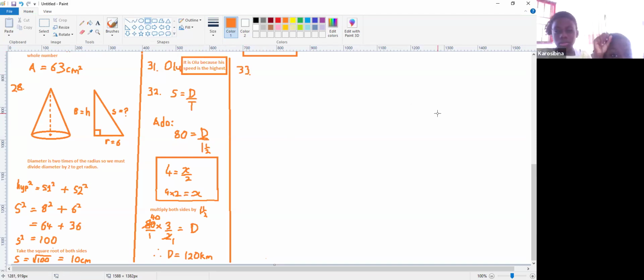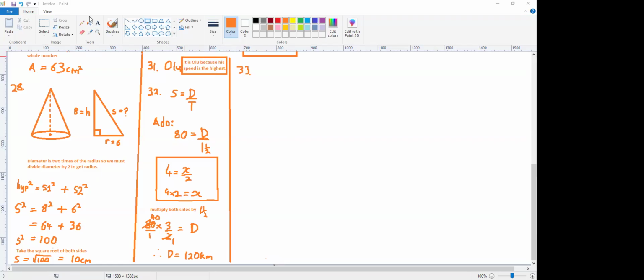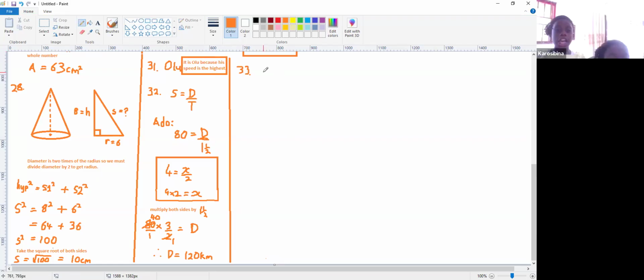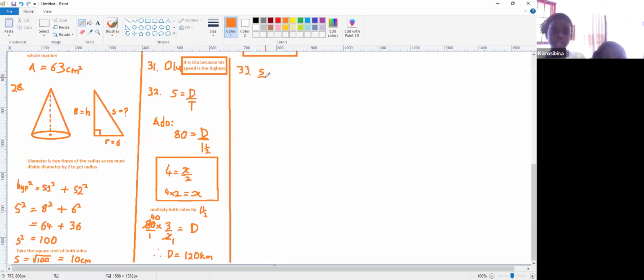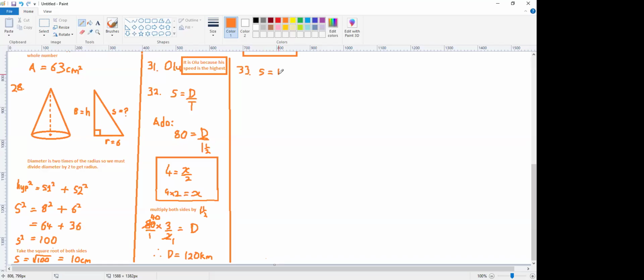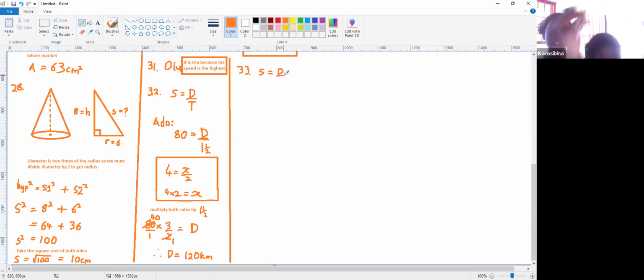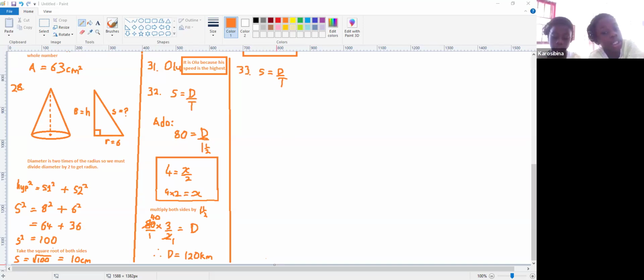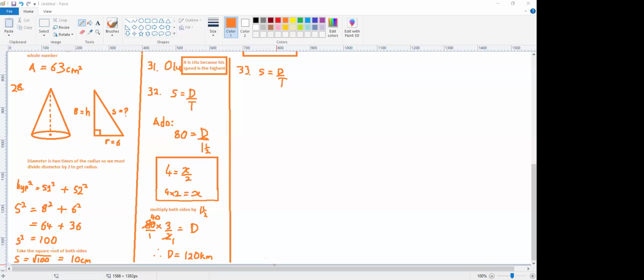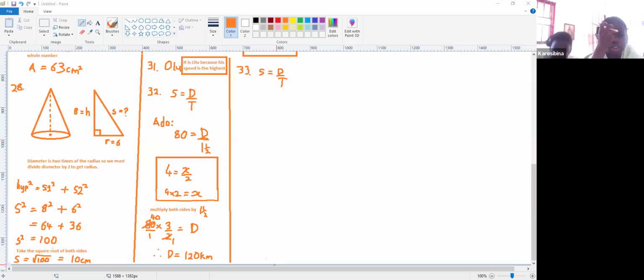Okay. So let's go to number 32. Number 32, like I said, is what? How long? And how long is what? Time. So who can remember our formula? S equals what? S equals distance over what? T. Then what is our S for Hassan? Yes. What is our S for Hassan?